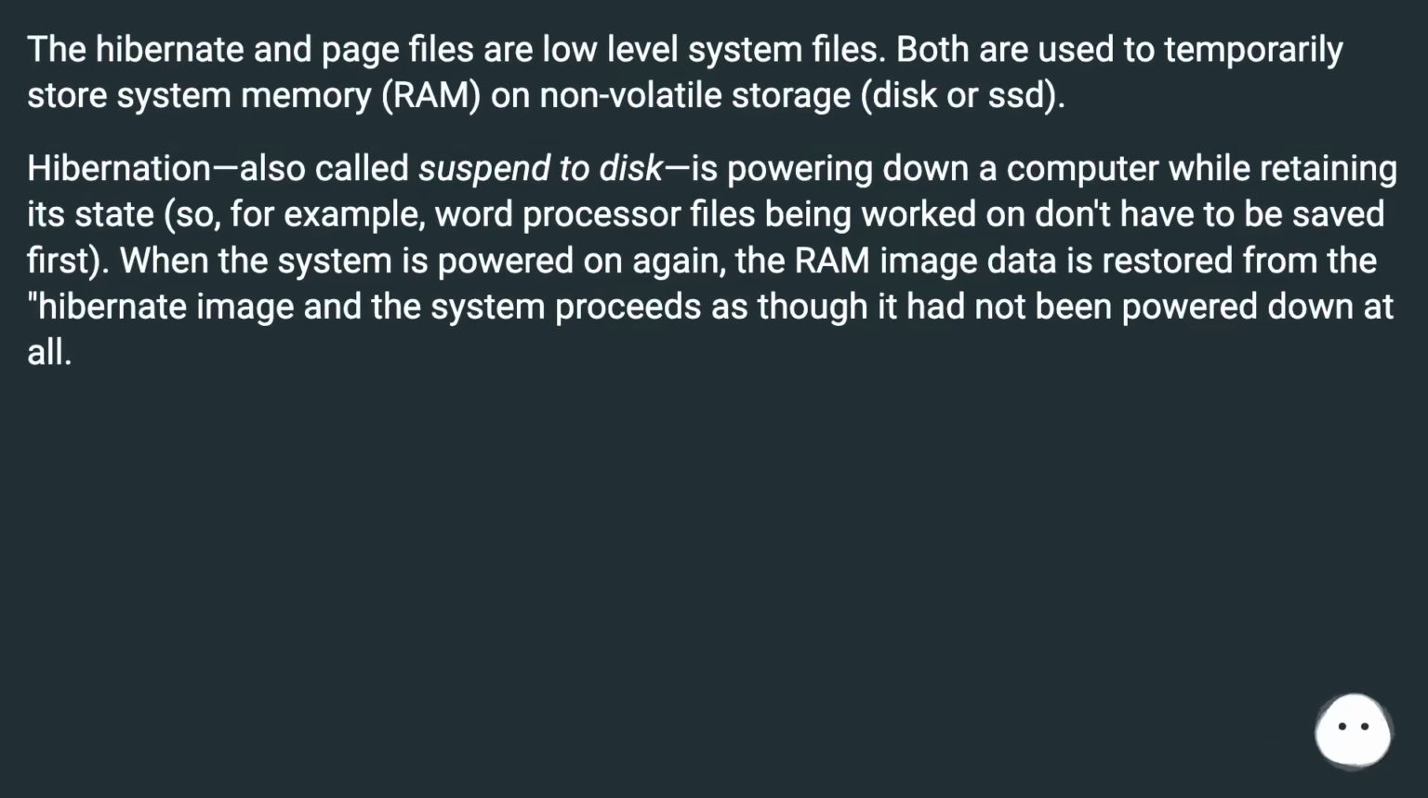The hibernate and page files are low-level system files. Both are used to temporarily store system memory, RAM, on non-volatile storage, disk or SSD. Hibernation, also called suspend to disk, is powering down a computer while retaining its state, so, for example, word processor files being worked on don't have to be saved first. When the system is powered on again, the RAM image data is restored from the hibernate image and the system proceeds as though it had not been powered down at all.